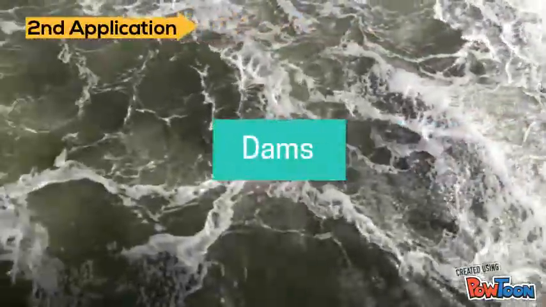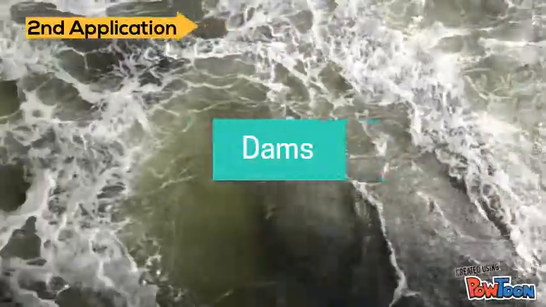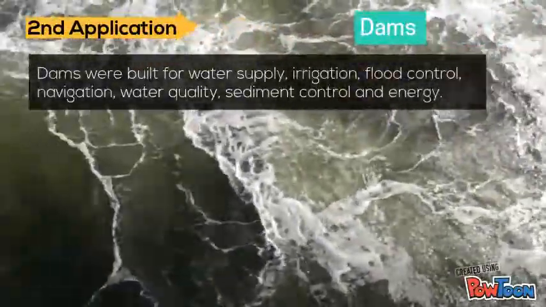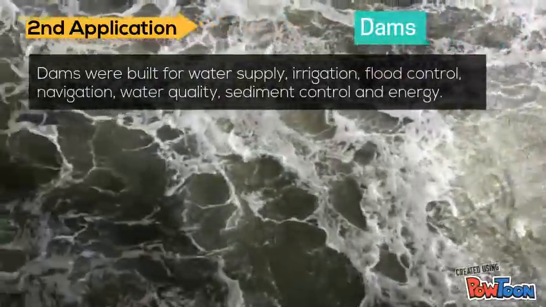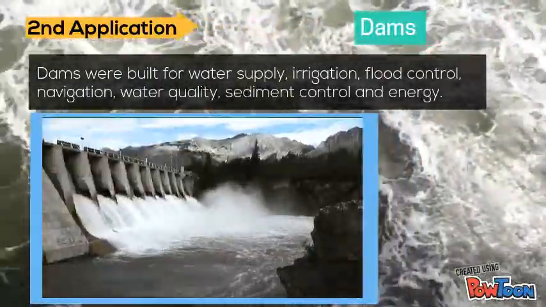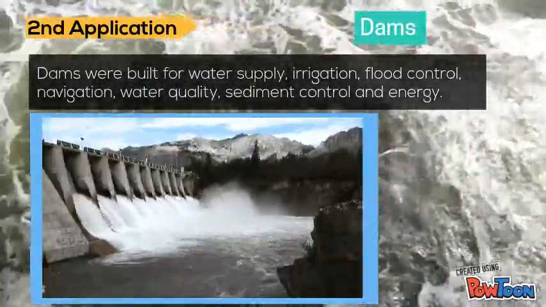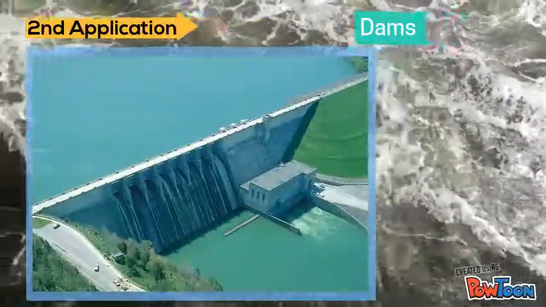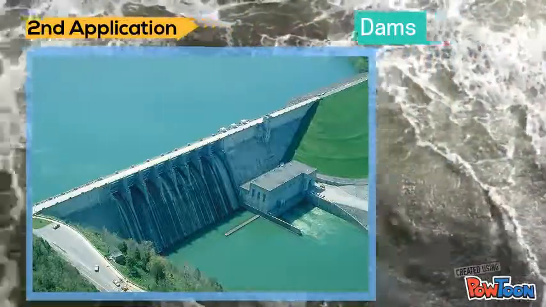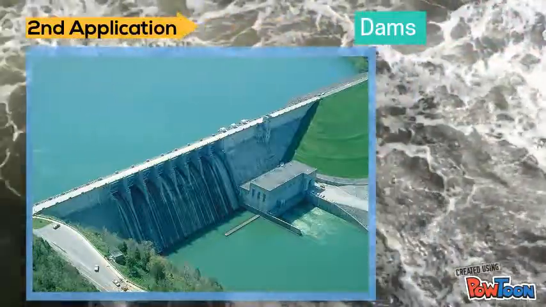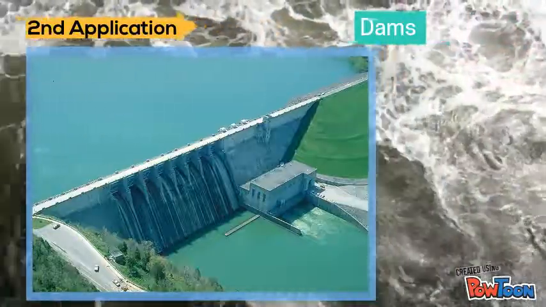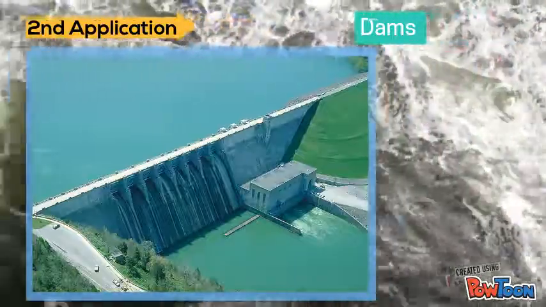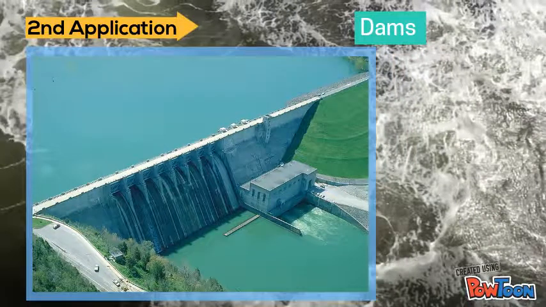So the next application for fluid mechanics is dams. Dams were built for water supply, irrigation, flood control, navigation, water quality, sediment control, and energy. The most dramatic examples of fluid mechanics in action are hydroelectric dams. They are huge in size and equally impressive in power, for they can generate electricity using a completely renewable resource, which is water.